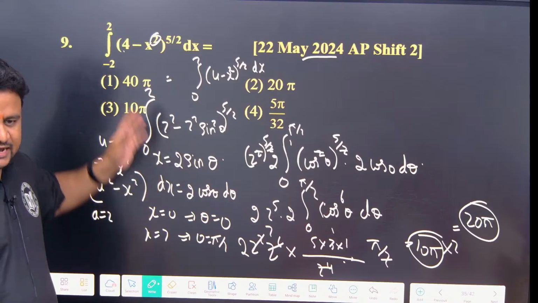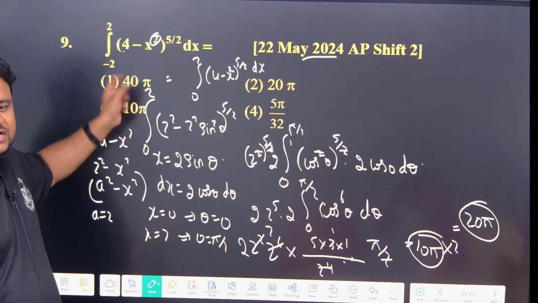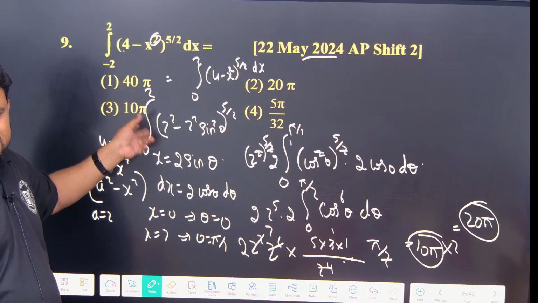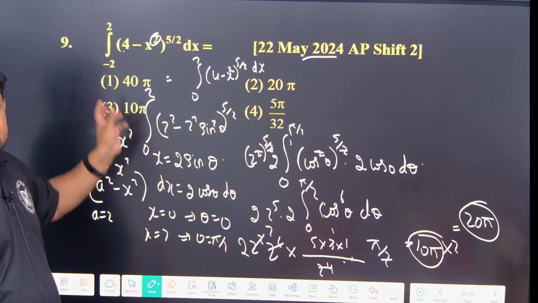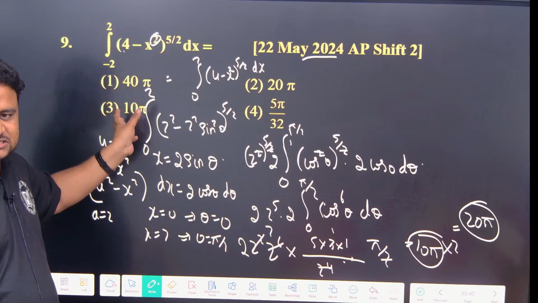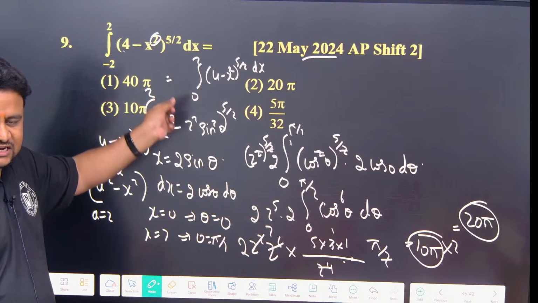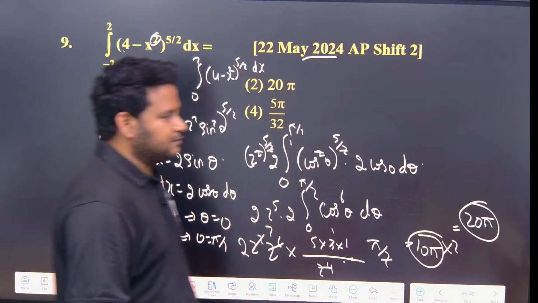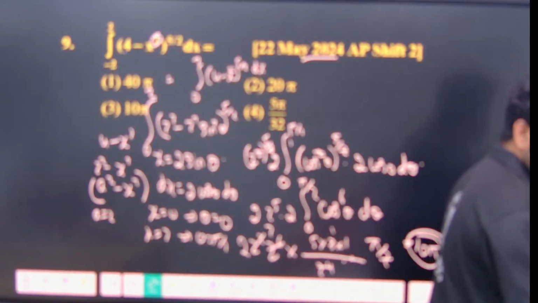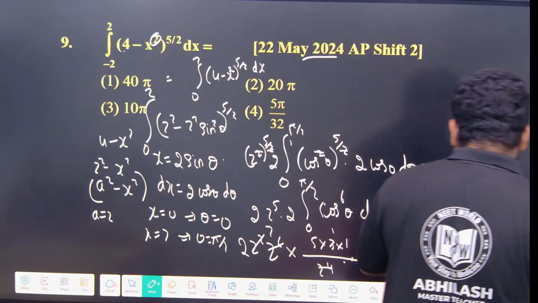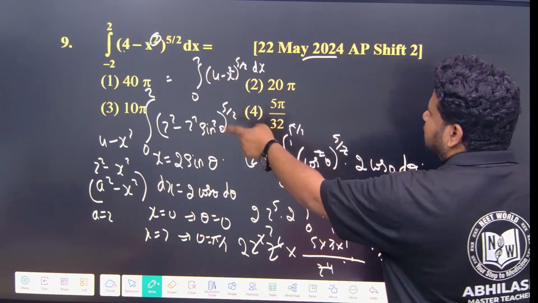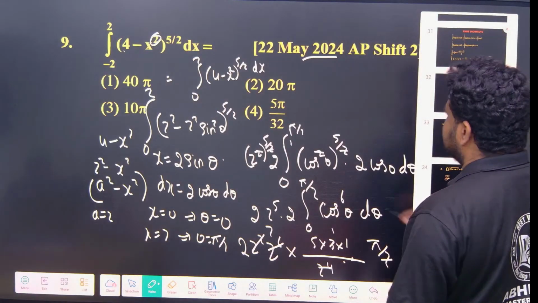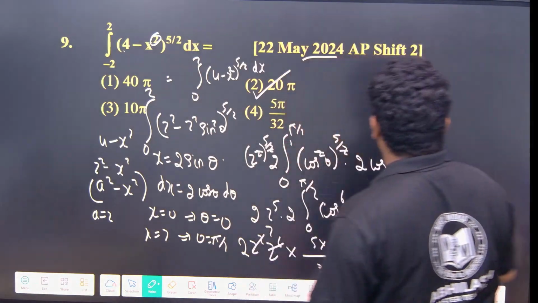If directly integral of even function is given, it is 2 times 0 to a. Minus a to a, even function is given means 2 times 0 to a. Odd function is given means 0. But if it is minus a to a, even function by 1 plus e power odd function is given, that time it is 0 to a even function. Clear? Understood everyone? So the answer is 20 pi. Second option, that is 20 pi. So 2024 they have asked.